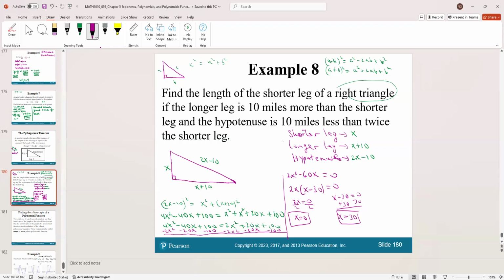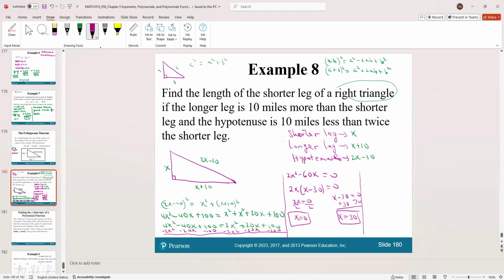Okay, but if we let x equal 30, then x plus 10 means this is 40, and 2x minus 10 would be 50. Then you see that plugging it in both sides, you would end up with 50 squared equal 50 squared. So the Pythagorean theorem checks that out.